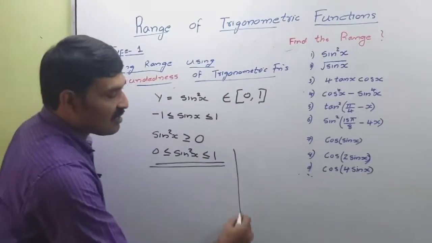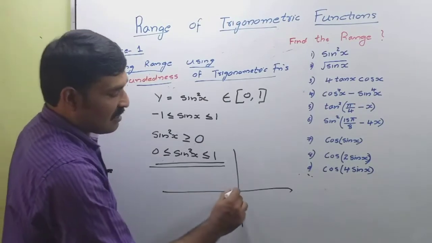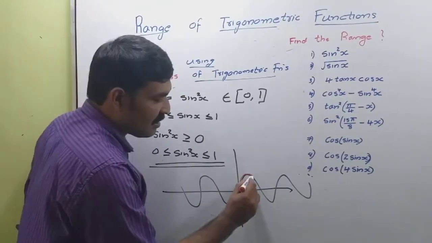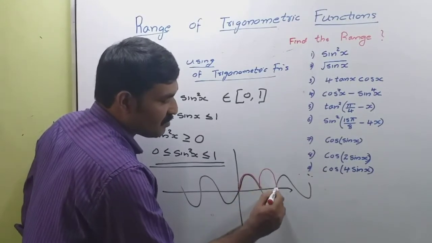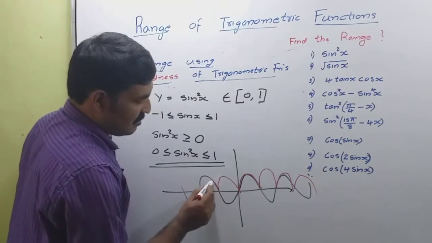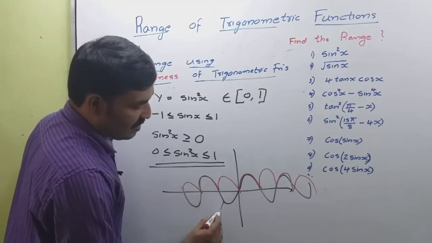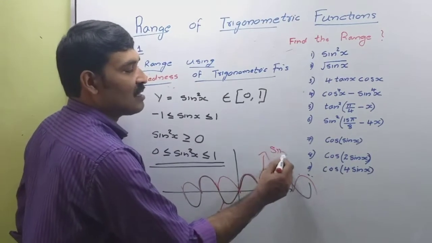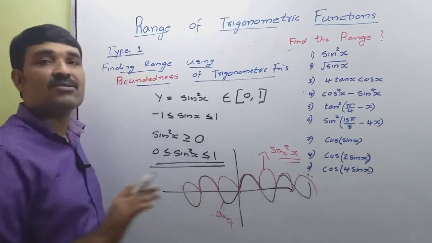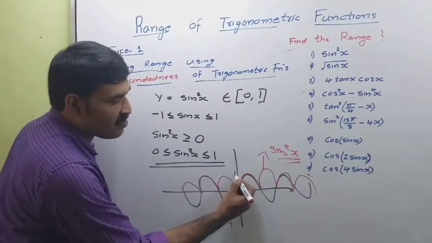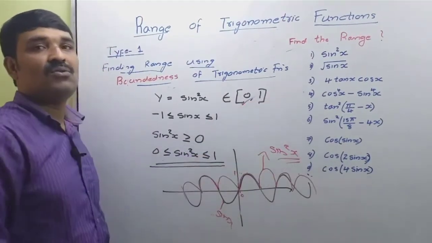The graph of sine x is like this, and the red line represents the graph of sine square x. Since sine square x is always positive, the minimum value is 0 and the maximum value is 1. So the range is 0 to 1.